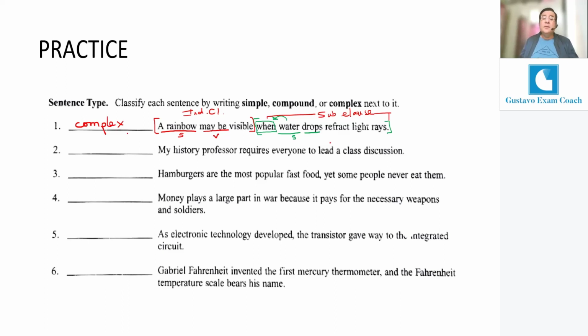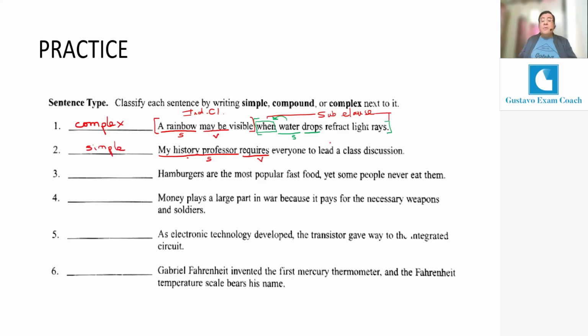About number 2. My history professor requires everyone to lead a class discussion. Okay, here we can notice a subject, my history professor. We can also notice a conjugated verb, requires. And then there are some words that complete the idea. So clearly there is just a single clause, an independent clause, so it is a simple sentence.